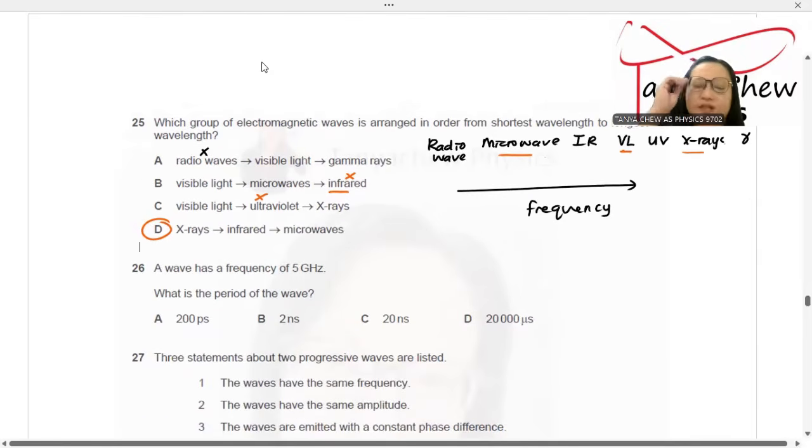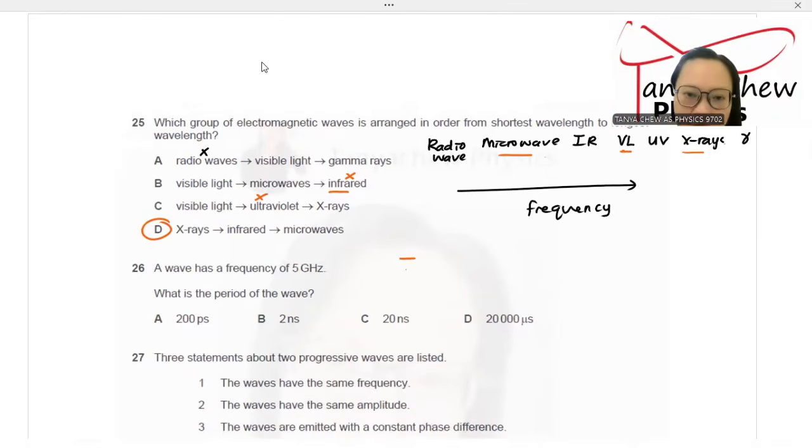Number 26, a wave has a frequency of 5 gigahertz. This is one of the prefixes. What is the period of the wave? Period is equal to 1 over frequency. 1 over 5 giga. Giga is 10 to the power of 9. You get 2 times 10 to the power of negative 10 second.